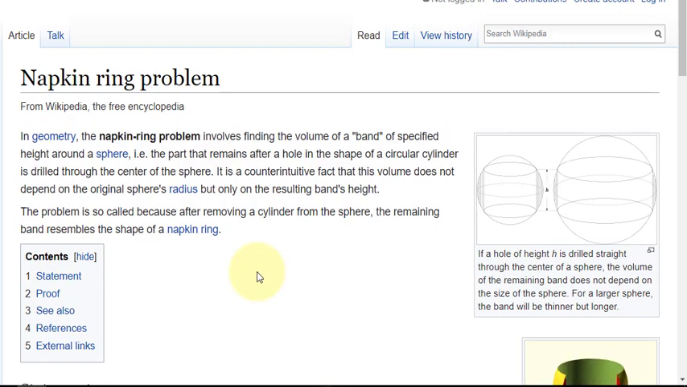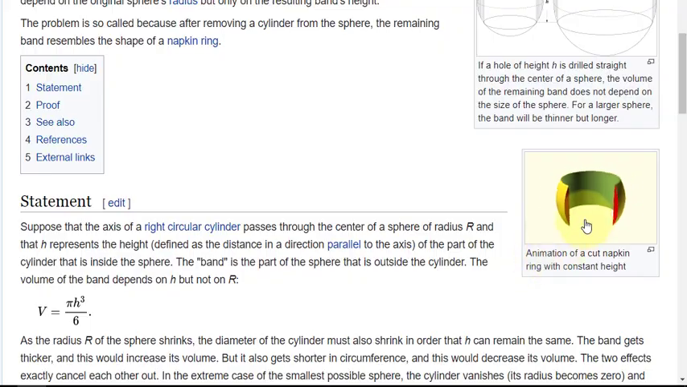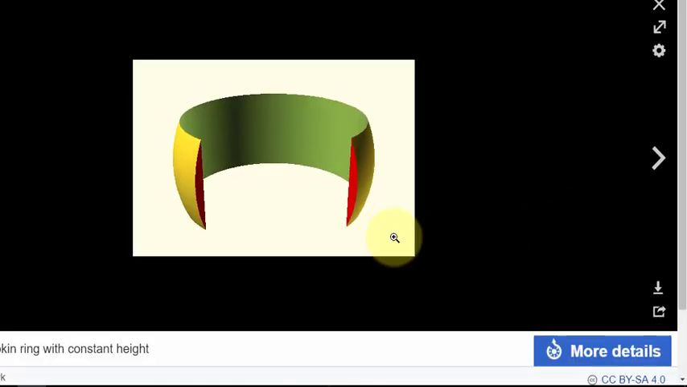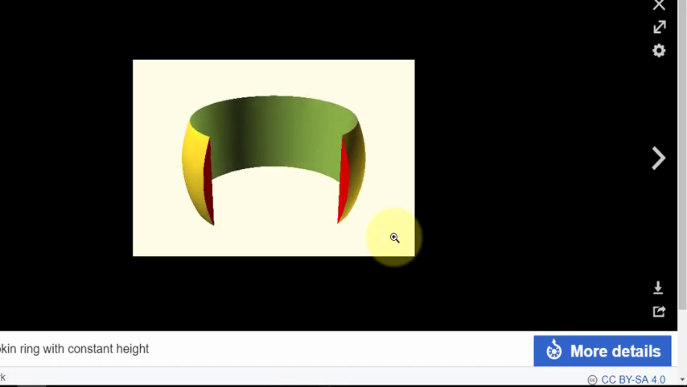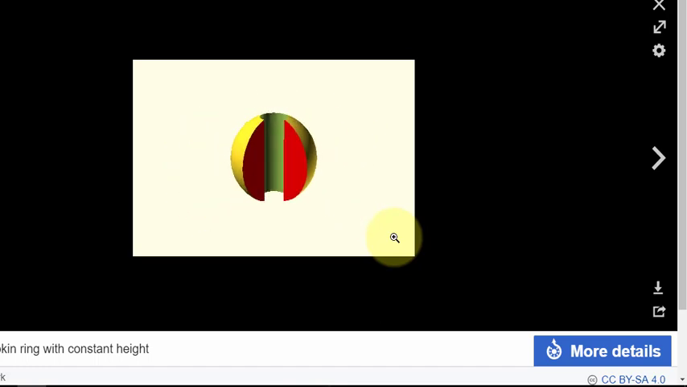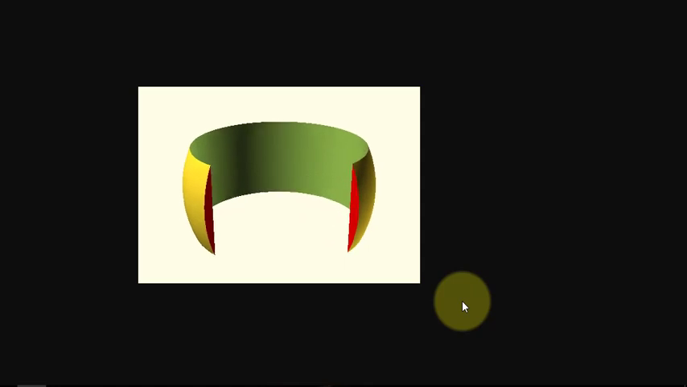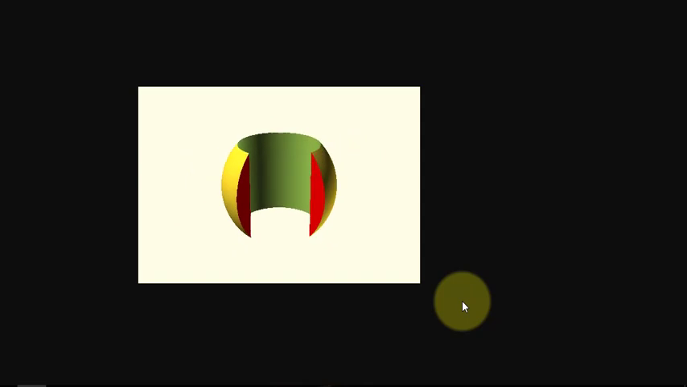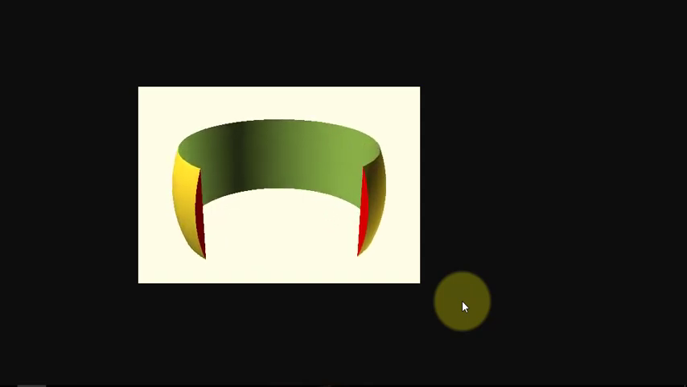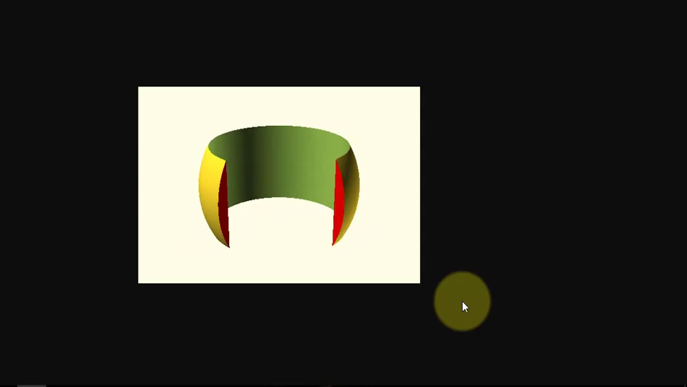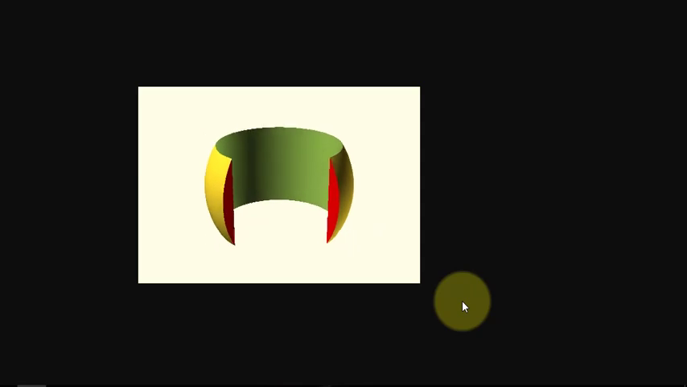Wikipedia has an entry on this particular topic, and I think it's a pretty fascinating image right there. These are several different napkin ring possibilities, sort of trying to figure out what I'm looking at there. It's sort of like the napkin ring hasn't been completed all the way around. I'm not sure why, but we're looking at different spheres with different radiuses and cylinders that are different in each case, but the height remains the same in each of these.